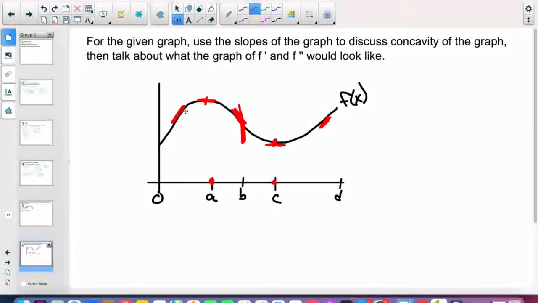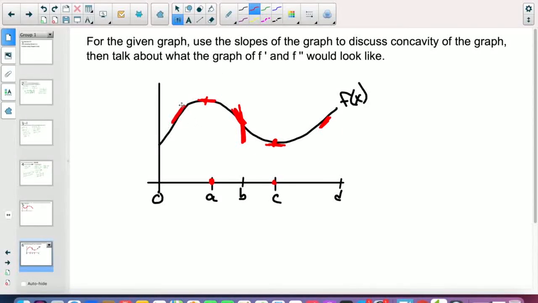To the left of A, remember it crosses the x-axis at A and it crosses the x-axis at C, meaning the derivatives are 0, or the slopes of the tangent lines are 0 at those 2 points. Wherever the maximum and minimum are in your f of x function would be the points where the line crosses the x-axis on our f prime graph.